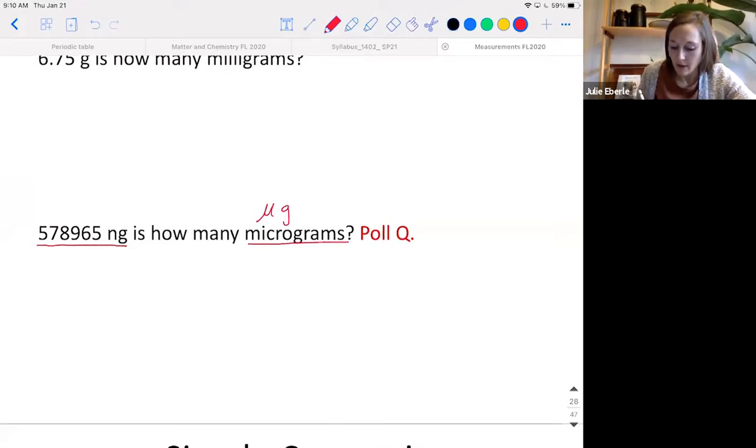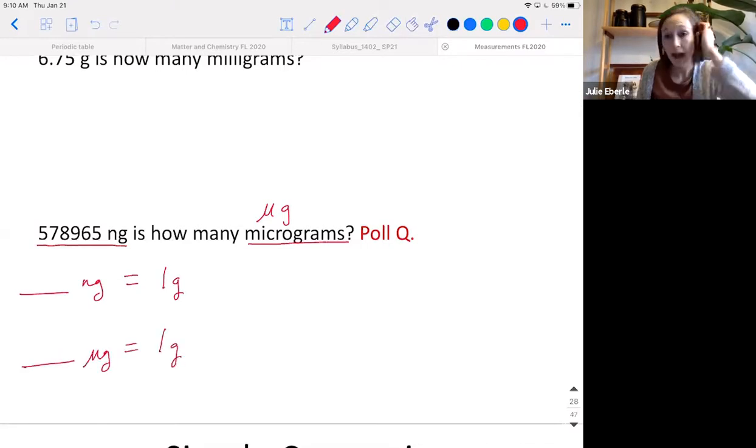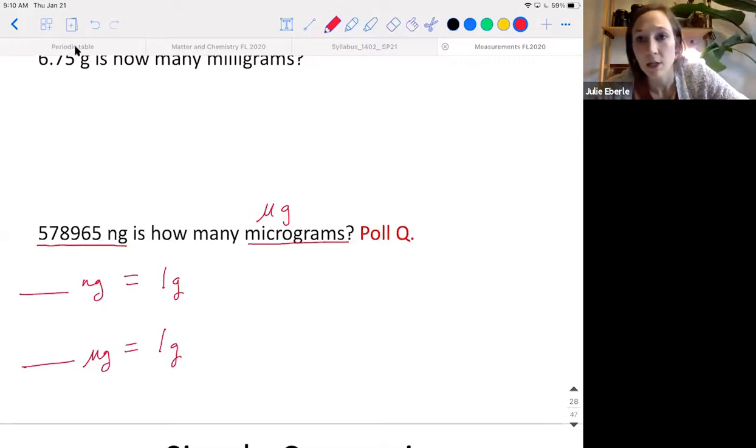So you need to write out relationships. How many nanograms is equal to 1 gram? How many micrograms is equal to 1 gram? If you can answer that, then we can write a relationship directly between nanograms and micrograms. You can go look at that table on mass if you want, but I doubt you're going to find a relationship directly between nano to micro, but you might.